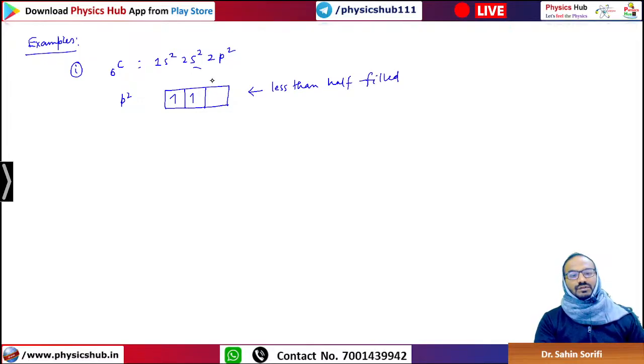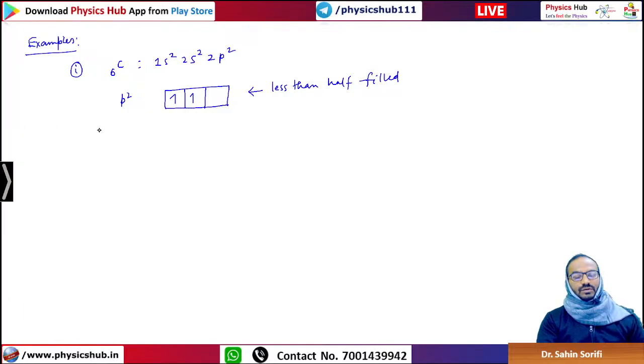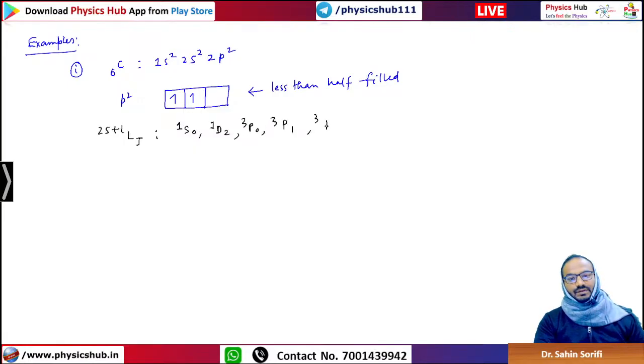And what terms do you get from p2? How many terms do you get? If I write the terms 2S+1 L J, in terms of this, you get these terms: 1S0, 1D2, 3P0, 3P1, 3P2. Let's say you get these terms.